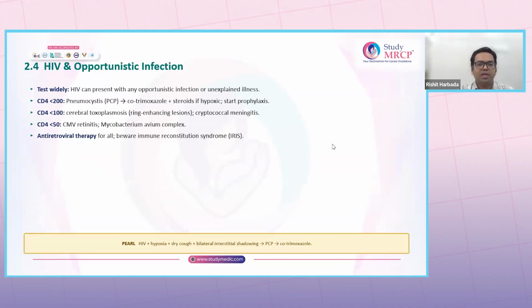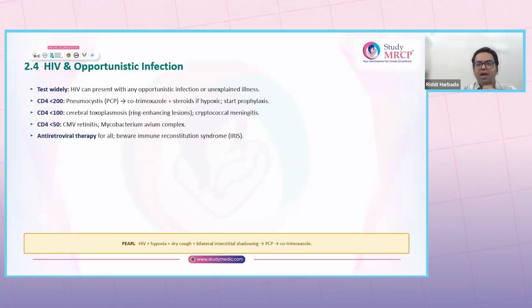The next thing that we are going to study is HIV. HIV, we all know, is a very common infection, and it is called a retroviral infection, caused by a retrovirus. It's an RNA type of virus, and it happens most commonly through sexual contact, vertical transmission, breastfeeding, and needle stick injury. These are the common modes through which HIV is transmitted.